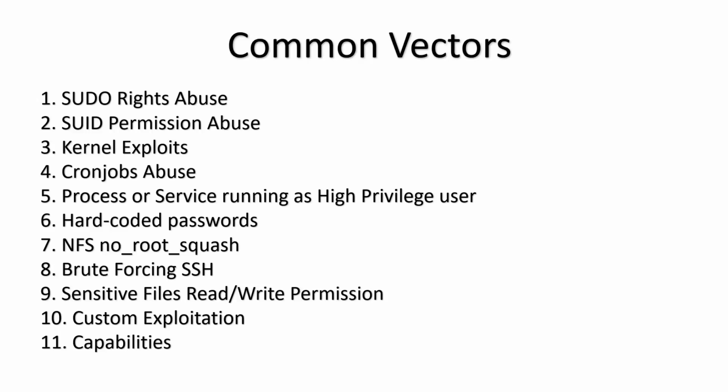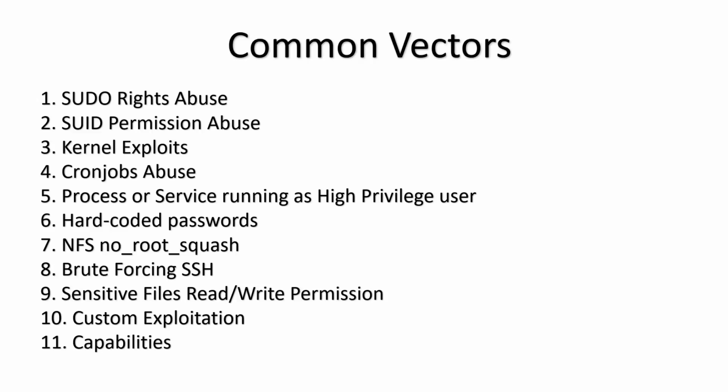Second one is SUID permission abuse. SUID is a special kind of permission that allows a normal user to run a file with the permissions of the user who owns the file. This way we can also abuse the SUID permission, and we may put our malicious code in that SUID file and exploit it to get a higher privilege.